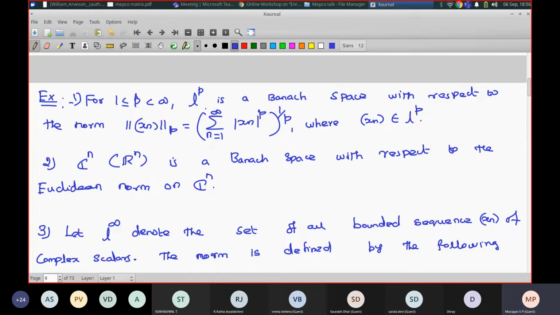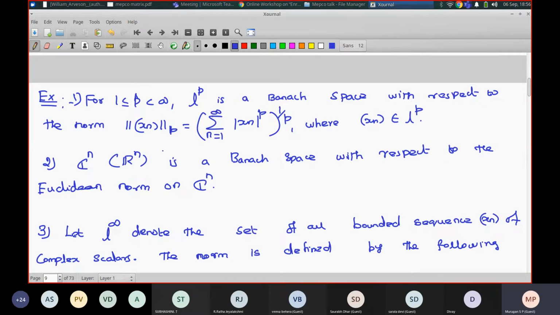So we will see some examples of Banach spaces. As I introduced earlier, what is l^p? l^p is a normed linear space, and with respect to the norm, l^p is a Banach space. And C^n, R^n is a Banach space with respect to the Euclidean norm. The completeness comes from the completeness of R or C.